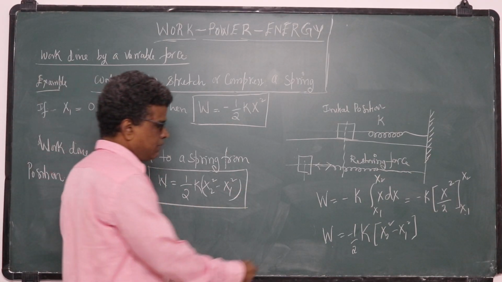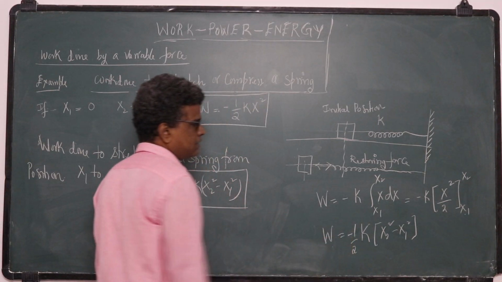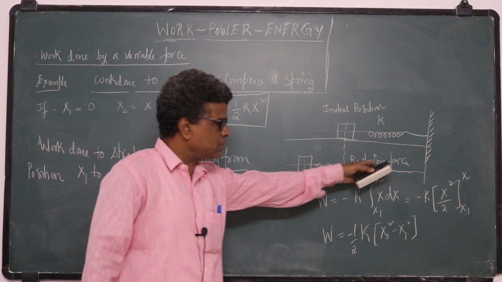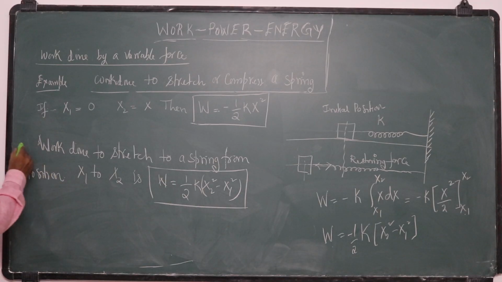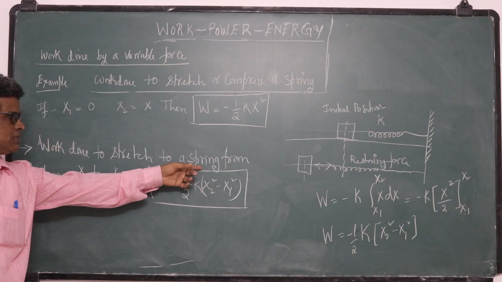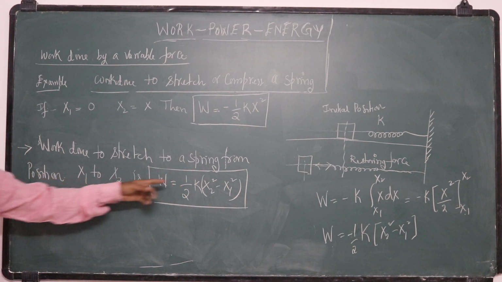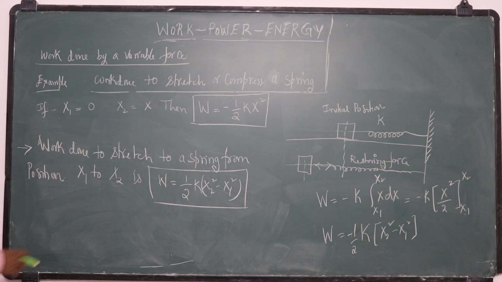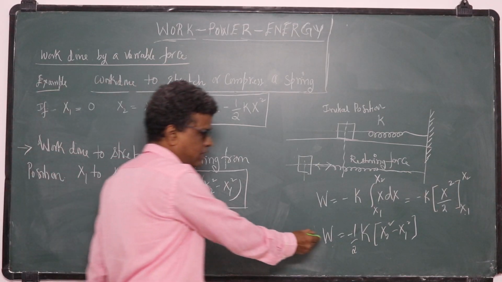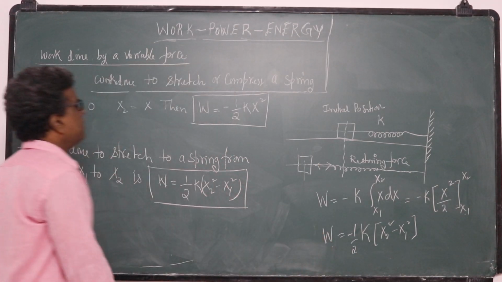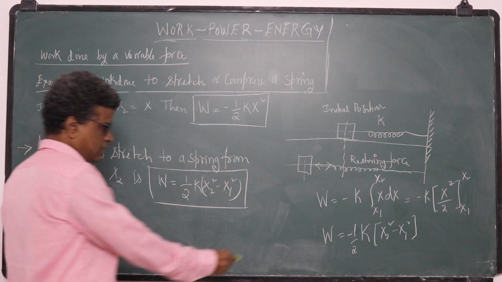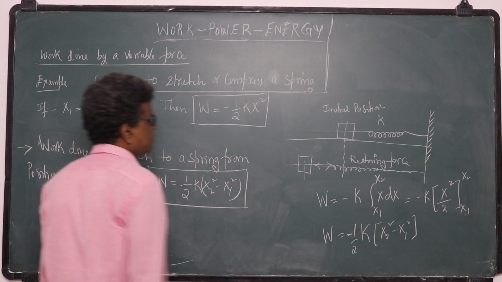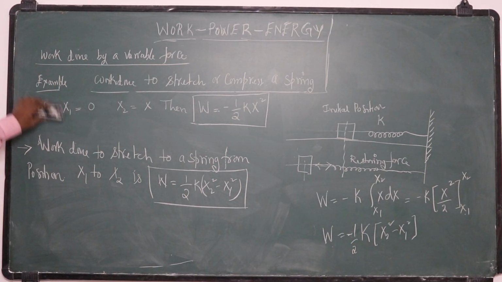Here I explained the minus. This minus indicates it is work done by the spring force or restoring force. Here this is the external work done. Work done to stretch a spring from a position x1 to x2 is half k into x2 square minus x1 square. This is the external work done. This is work done by the spring force, which is an internal force.